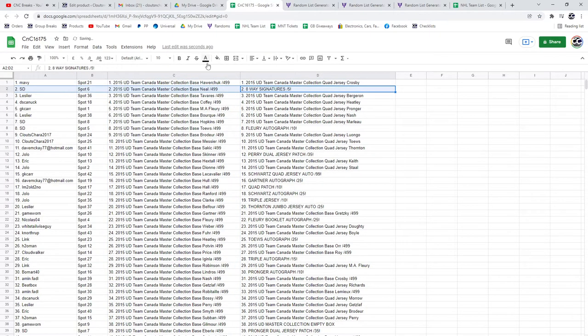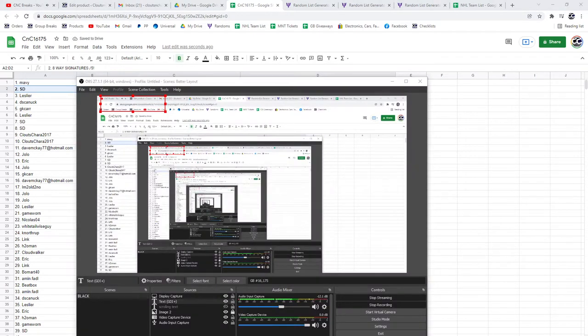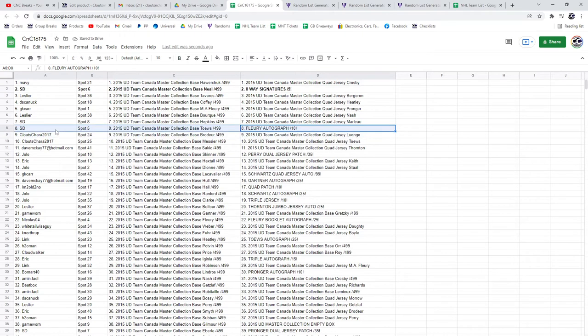Eight way signatures goes to SD. I just want to make sure I'm turned around. I am. The Fleury autograph out of 10 goes to SD as well. The Perry dual jersey patch out of 35 goes to Jolo. The Schwartz quad goes to GK. The Mike Gardner autograph goes to Dave.